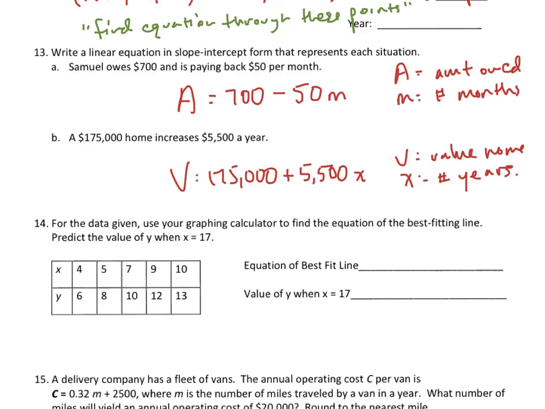So this is an equation. If I was to ask how much the house is worth after 10 years, you would plug 10 in for x and get a value. Same thing with number 13A. If I was to ask how much Sam owes after 3 months, you'd plug 3 in for M, and you'd see how much is still owed. So just think about what the equation represents and how you can use it to find the answer. I hope this helps.